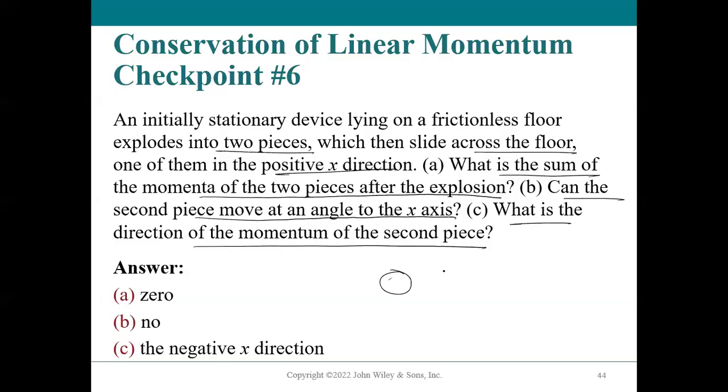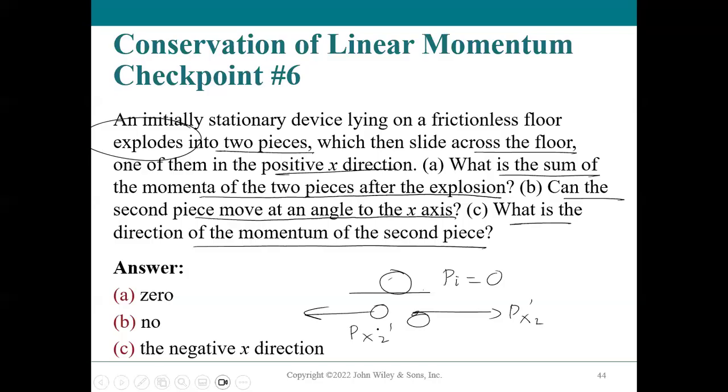For the initial position, the initial momentum is 0. It means that after it explodes, the first piece moves in the positive direction with px1, and the other one has px2. So the total momentum after the explosion is equal to 0, since the total momentum is px1 plus px2. It means that px2 is minus px1. So the total momentum of the pieces becomes 0.